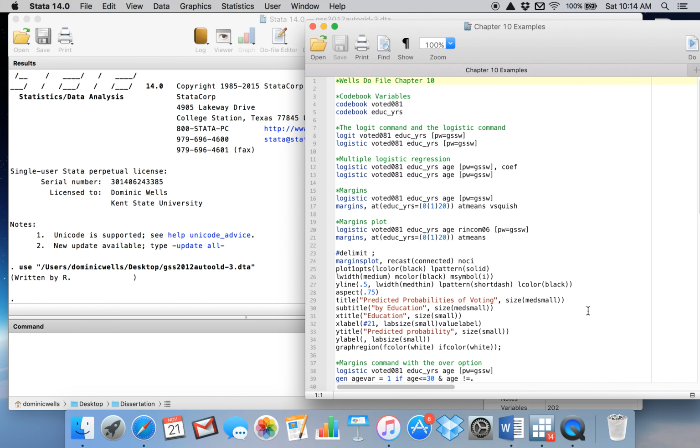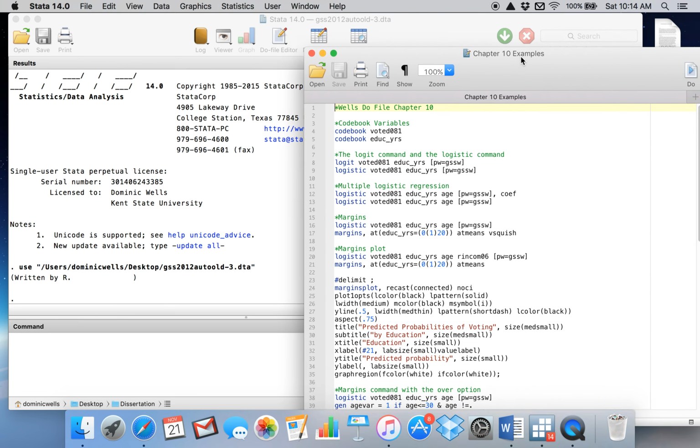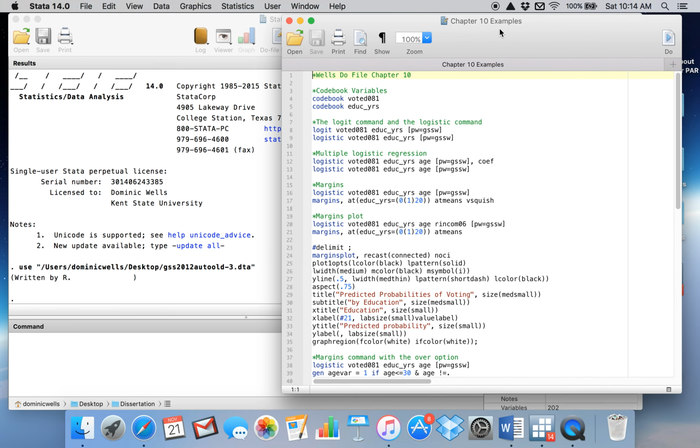So the first thing you're going to need to do is open up GSS 2012, and I have my handy little do file over here. And I'm just going to take a couple minutes to explain logistic regression. So logistic regression is designed to analyze relationships between independent variables and a binary dependent variable.